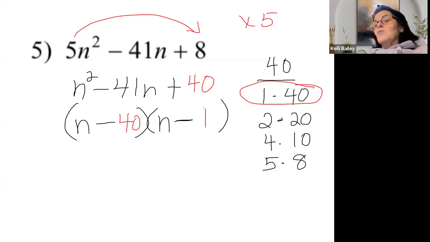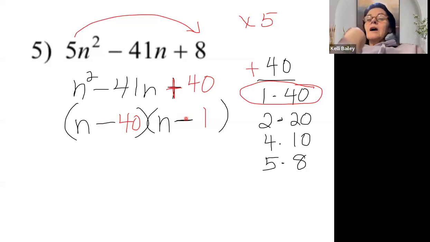40 and then 1. Okay, and we knew that they added because that's a plus. And then that was also my cue that I had messed up here, because if they're going to add, these have to be the same sign. Okay, all right, now we have to uncheat. So we're going to uncheat. How did we cheat? We did times 5. Well, that means we got to uncheat by going divided by 5.